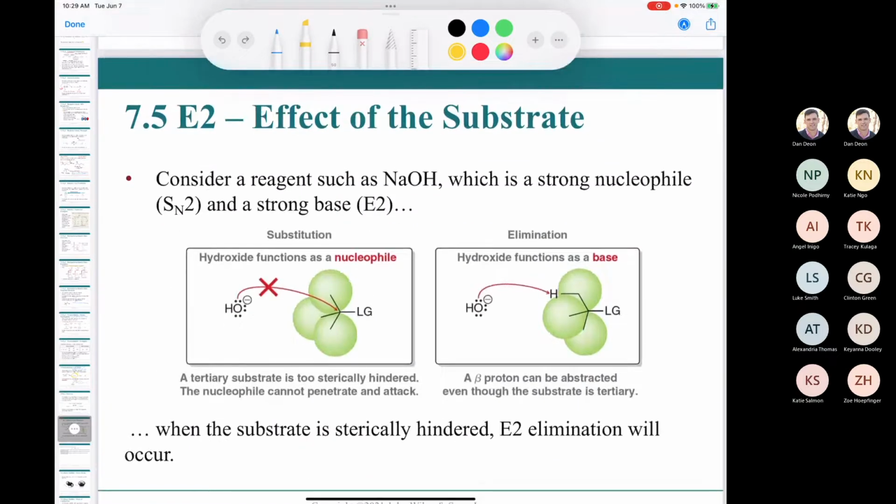Now, if we think about a reagent like sodium hydroxide, we also saw that sodium hydroxide is a great nucleophile. So which is it? Is it a nucleophile or is it a base? You talked about it in general chemistry 1 and 2. Well, the answer is it depends on the situation. If we have a sterically hindered substrate, then our hydroxide is going to act as a base. If we have an unhindered substrate and we have a good leaving group, then the hydroxide would act as a nucleophile.